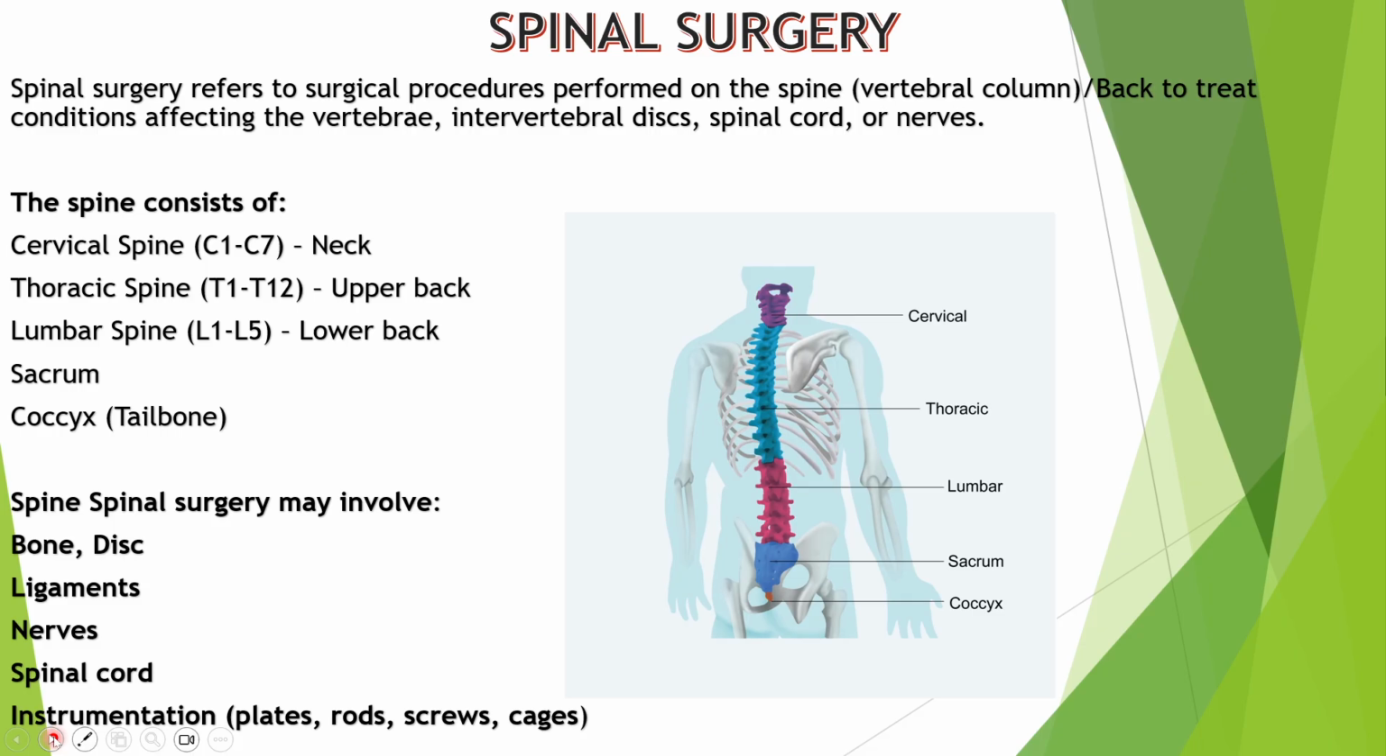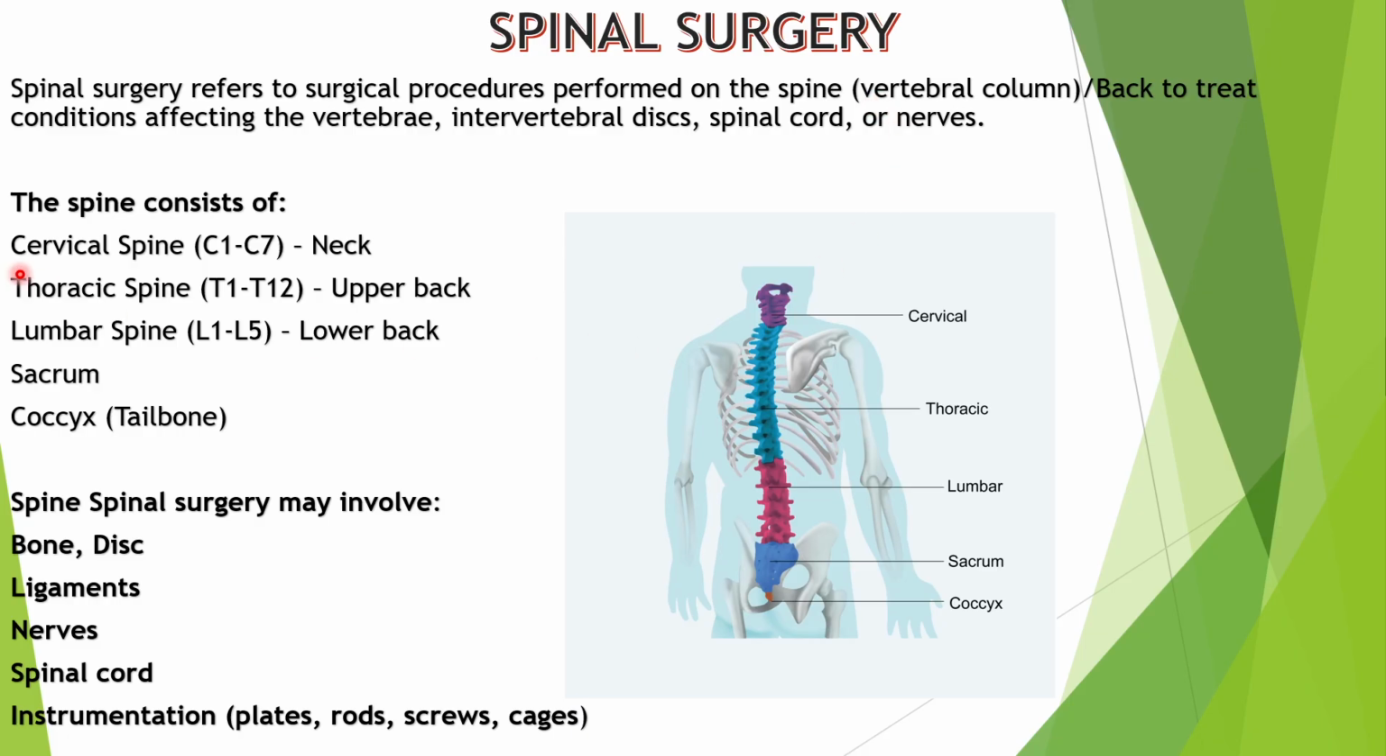Coming to next. So, what do you mean by spinal surgery? What is the reason behind doing spinal surgery? So we can say that spinal surgery is a surgical procedure which is performed on the spine, vertebral column, or the back to treat conditions affecting the vertebrae, intervertebral disc, and spinal cord or the nerves. These are the parts of the spine.